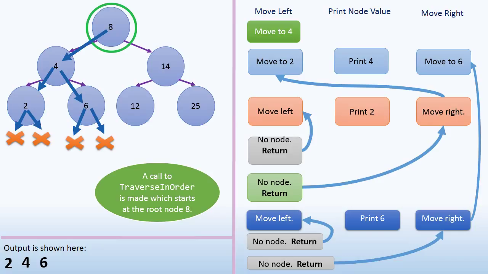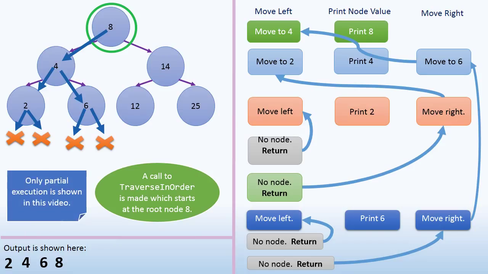Since this second execution of the private helper method, traverse in order, is finished, we can return to the first call that we started out with. And now we print out the value 8. As you can see, because of the way we're going over this tree, all the values are getting printed in order.